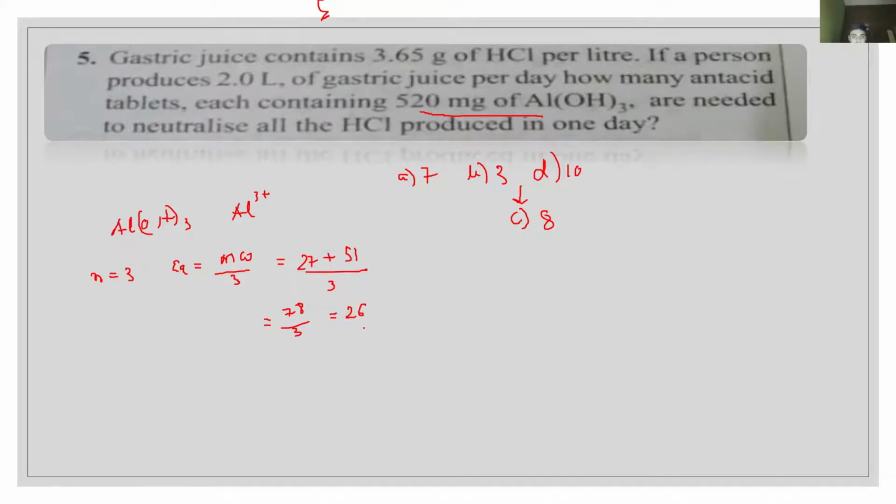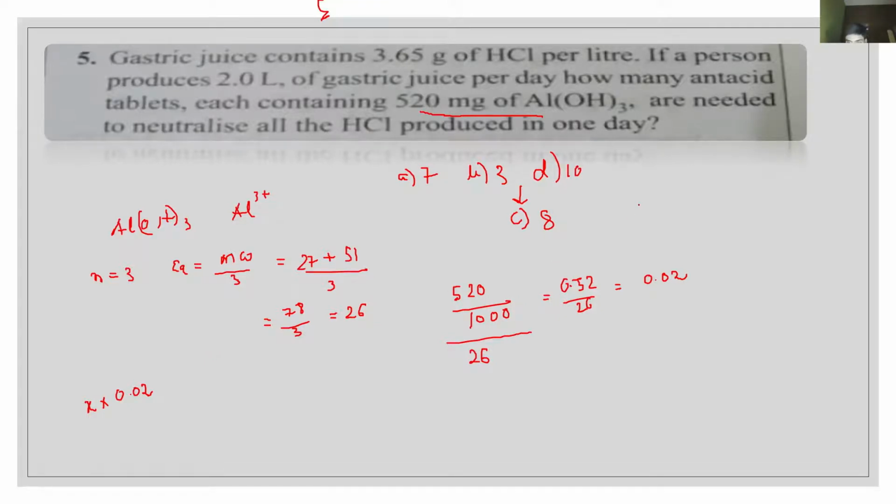Now see how much molar equivalent each tablet is having. 520 by 1000, because it is in milligram, you have to make it in grams, by its equivalent weight. It will give you 0.52 by 26, which equals 0.02 molar equivalent each tablet. Say you need X such tablets, X into 0.02 is the total molar equivalent. That will neutralize 2 liters of gastric juice containing 3.65 gram HCl per liter.